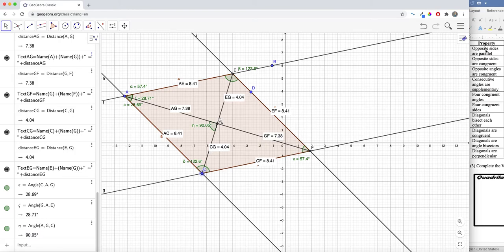Now we're going to go through. Opposite sides are parallel. Yes, by definition, that's going to be true in all of them. Opposite sides are congruent. 8.41, 8.41, 8.41, 8.41. Yes. Consecutive angles are supplementary. So we have 57.4 plus 122.6. Yes, that adds up to 180, and so that's true.